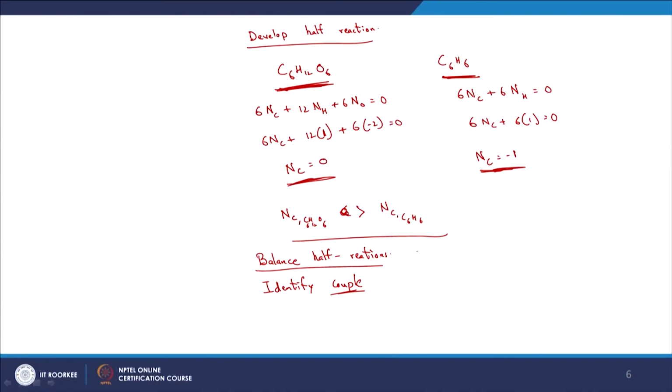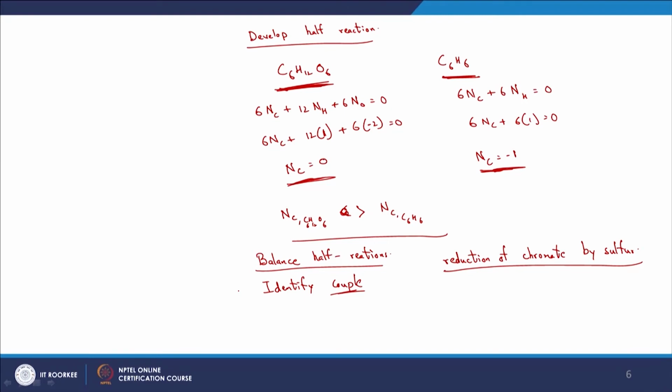So we need to look at one particular example. We are going to look at the reduction of chromate by sulfur. This is the information that I have, and from here I need to develop the relevant half reactions, balance them, and then get the overall reaction that would correspond to the reduction of chromate by sulfur. So the first aspect is that I need to identify the couple.